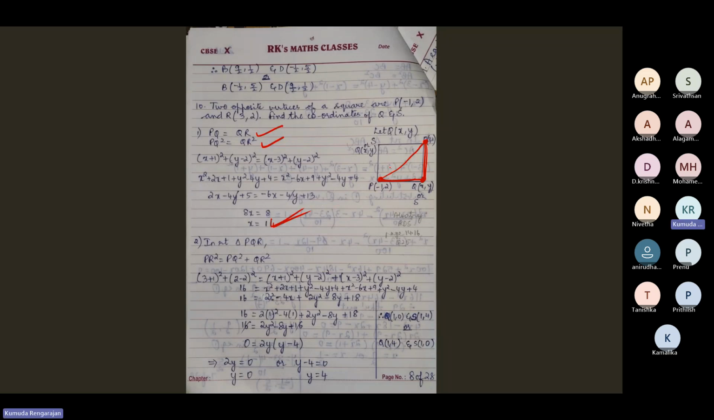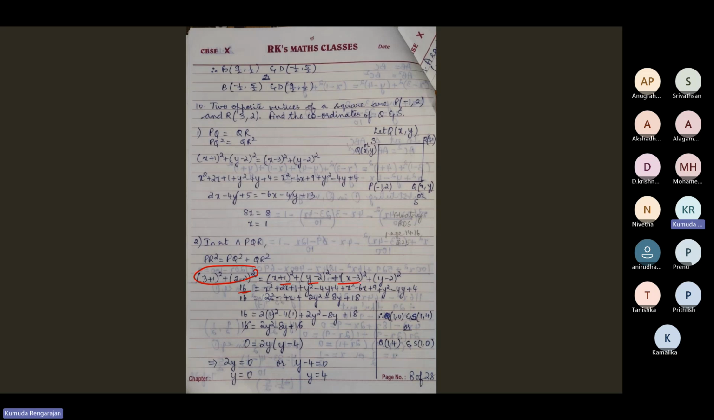Next condition, Pythagoras theorem. PR square is equal to PQ square plus QR square. So you know how to work out PR square, PQ square, and QR square. So expand here. These are numerical. You can see these are numerical. So you get 16.